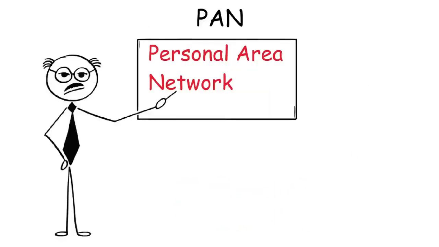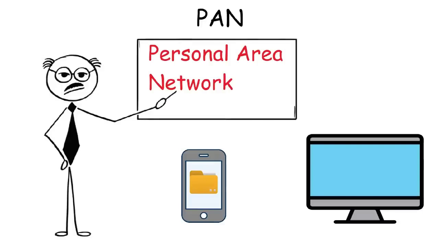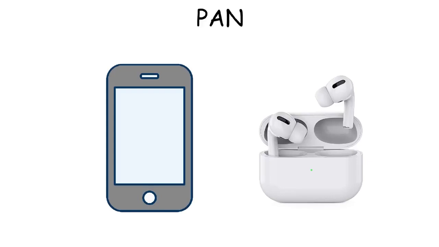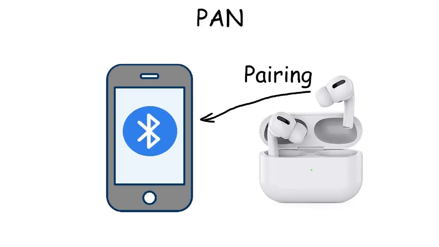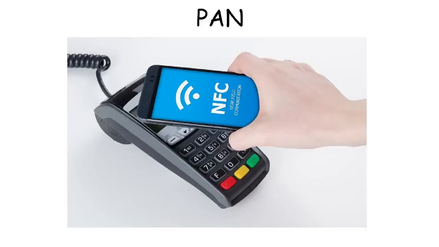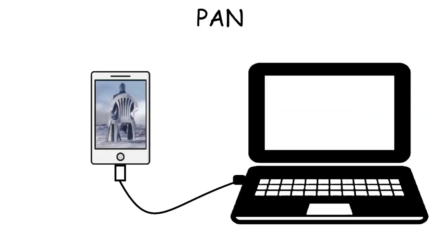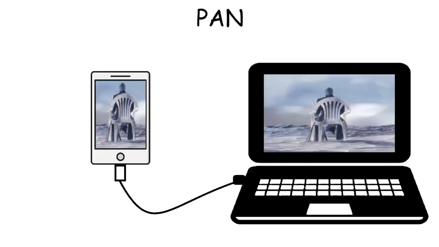PAN, Personal Area Network. A PAN is the smallest type of network. It connects devices in a very short range, just a few meters. Examples? Connecting your phone to Bluetooth headphones, using NFC to pay at a shop, or sending files to your laptop with a USB cable. It's a network just for you and your devices.